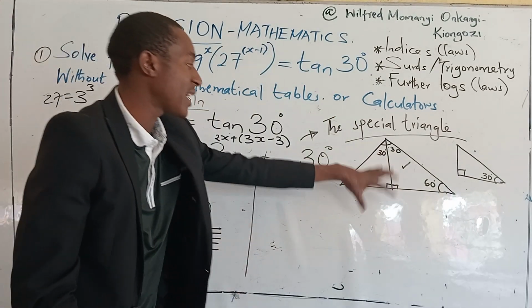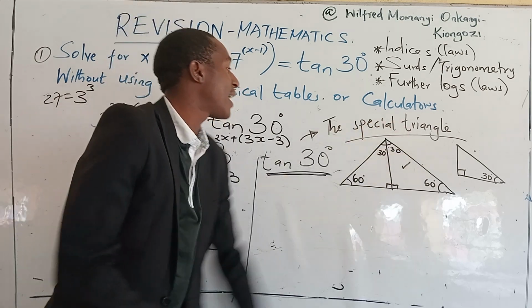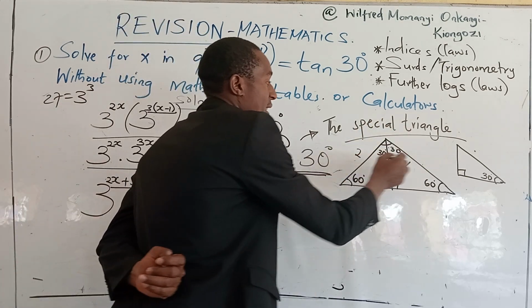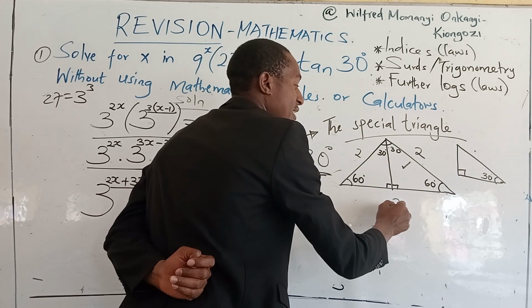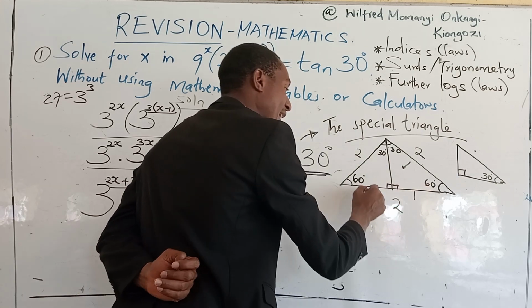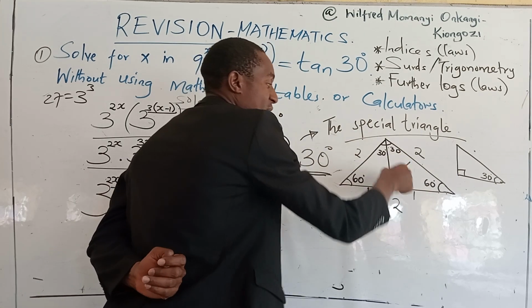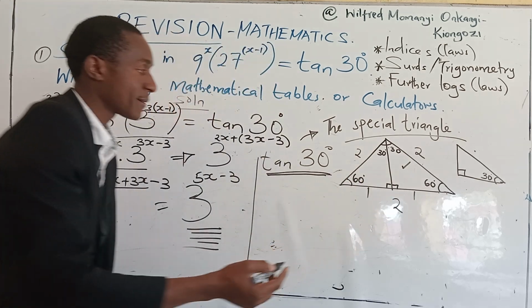Now suppose we have the angles already. Suppose the sides were 2. This was 2. This is also 2. And the whole of it is 2. But this one is 1 and this is 1. Because it has been subdivided into 2 equal parts.